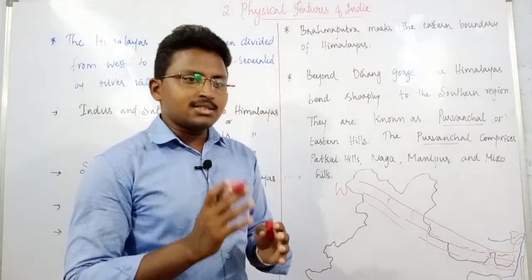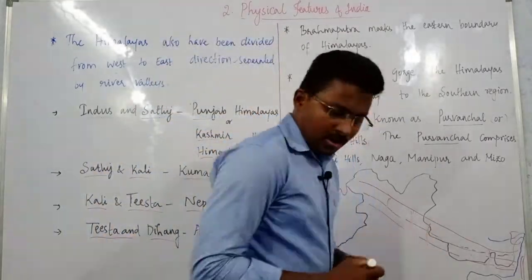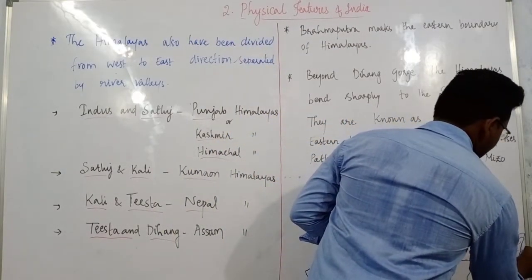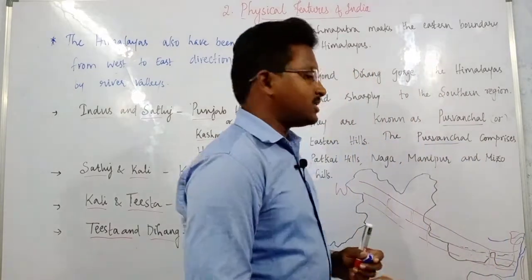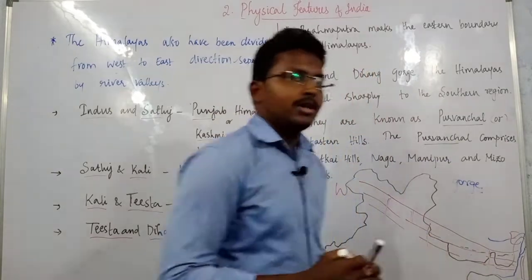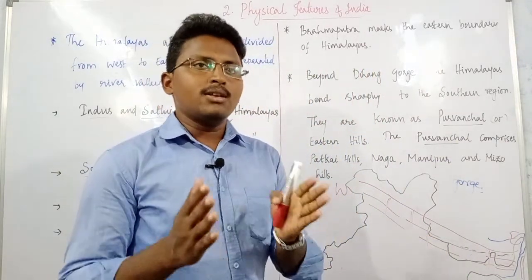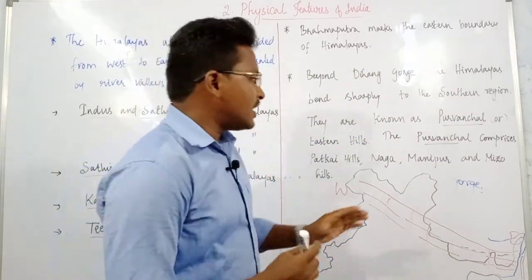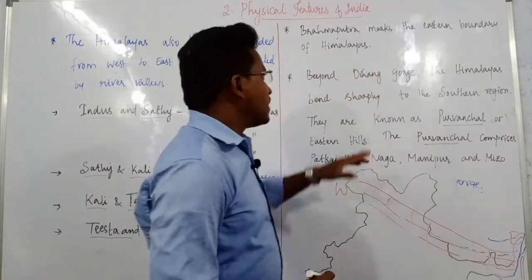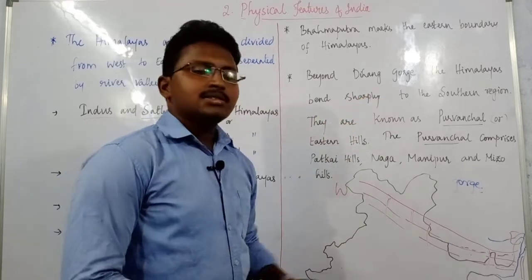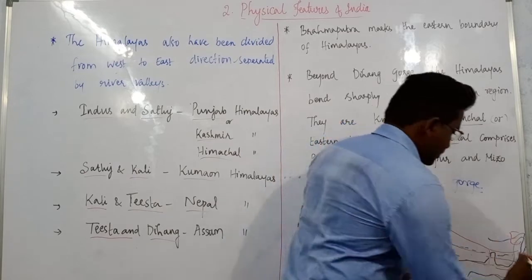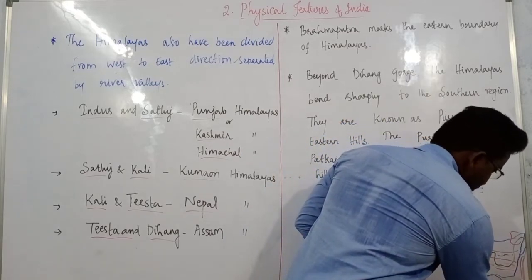Then beyond this, there is one more small, narrow river flowing here, which we call the Dihang Gorge. Gorge means a small narrow water body which is flowing between two mountains or two hills. So beyond this Dihang Gorge, the Himalayas bend sharply to the southern region.